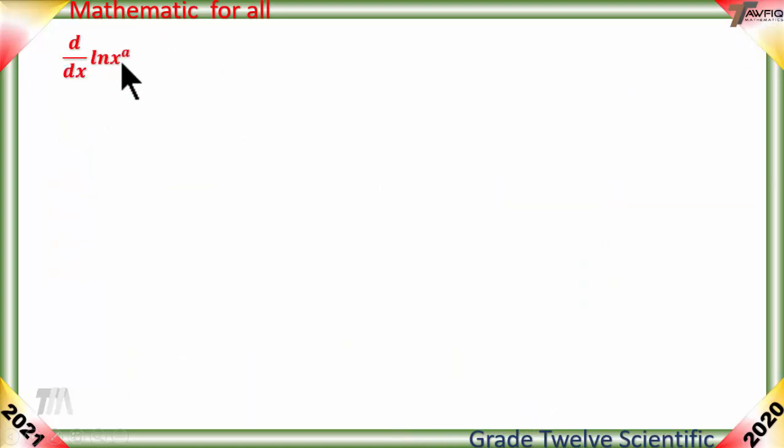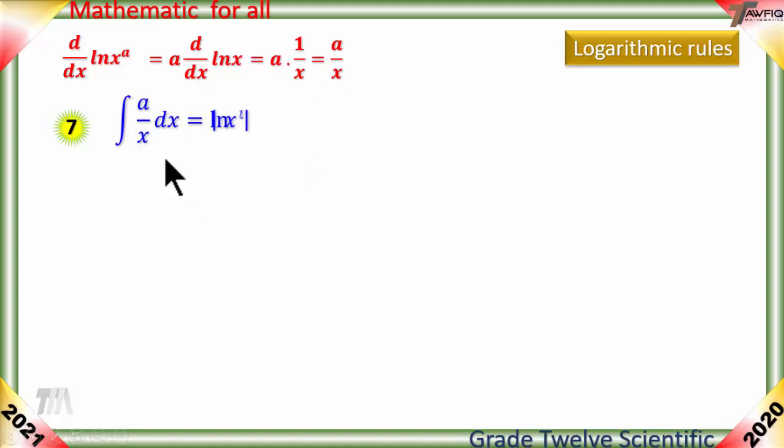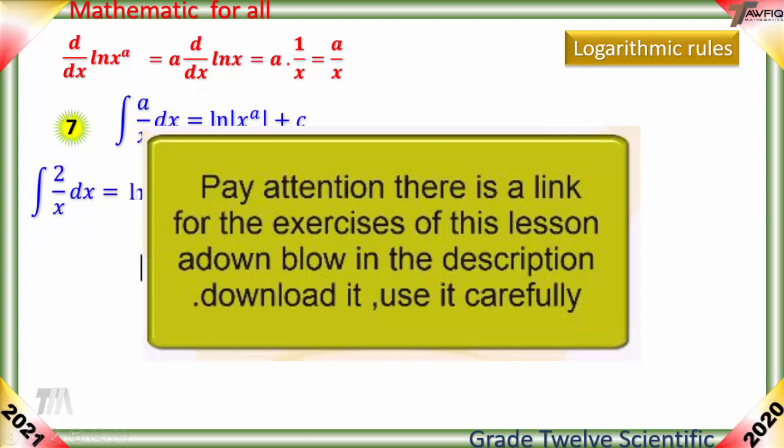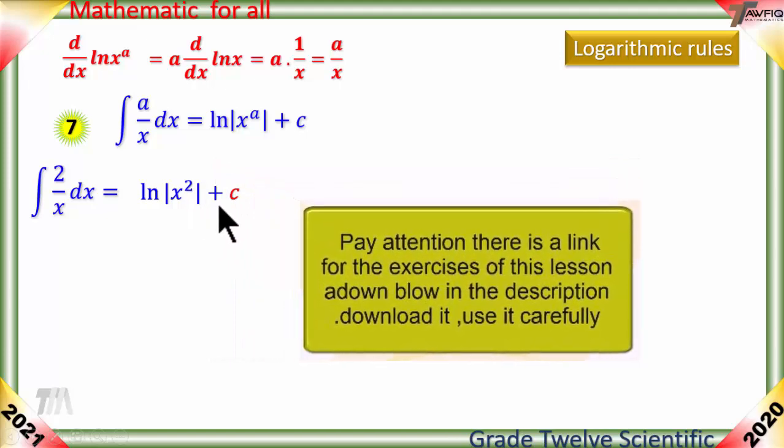For d of ln x to the power a over dx, we can write this a before the derivative. It becomes a times d of ln x over dx. Now we are taking the derivative of ln. It becomes 1 times 1 over x, because the derivative of ln x is 1 over x. Now multiplying a by 1 becomes a over x. The integral of a over x dx is equal to ln of the absolute value of x to the power a plus c. For example, the integral of 2 over x dx is equal to ln of x squared plus c.